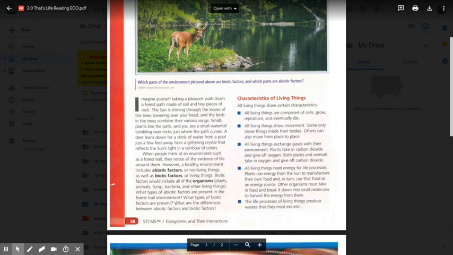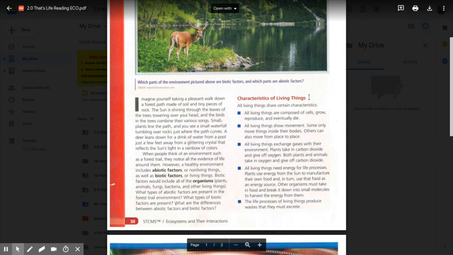When people think about an environment such as a forest trail, they notice the evidence of life around them. However, a healthy environment includes abiotic factors, or non-living things, as well as biotic factors, or living things. Biotic factors would include all of the organisms, or plants, animals, fungi, bacteria, and other living things. What types of abiotic factors are present in forest trail environments? What type of biotic factors are present? What are the differences between abiotic and biotic factors?